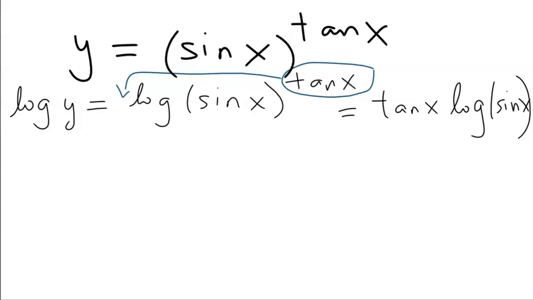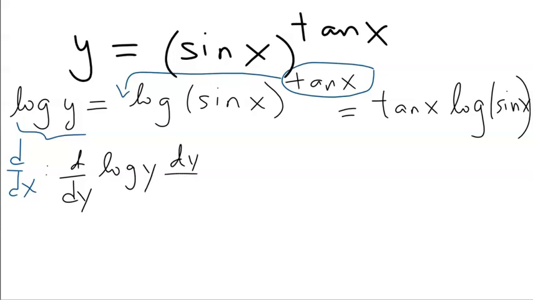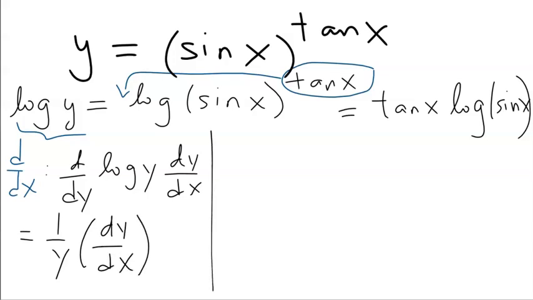So the left hand side, before you take the derivative with respect to x, you have to use the chain rule. So what is the chain rule? d/dx of log y is quite simply d/dy of log y times dy/dx. So that's going to give you 1 over y times dy/dx. So the left hand side is solved. Now let's do the right hand side. The right hand side is taking the derivative with respect to x of tangent x log sine x.